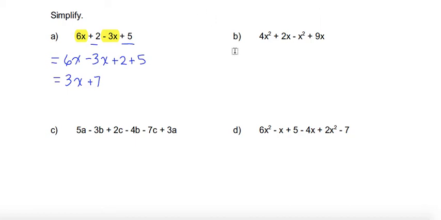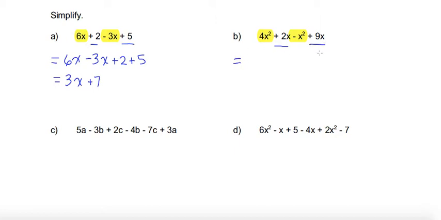This time I'm going to start with my first term. It's a 4x squared. So I'm going to go and see if I have any more x squareds. I have another one right here. I'm going to keep that negative sign in front of that as well. Now I'm going to look at some other like terms. I have a 2x and I also have a 9x. So those are like terms as well.